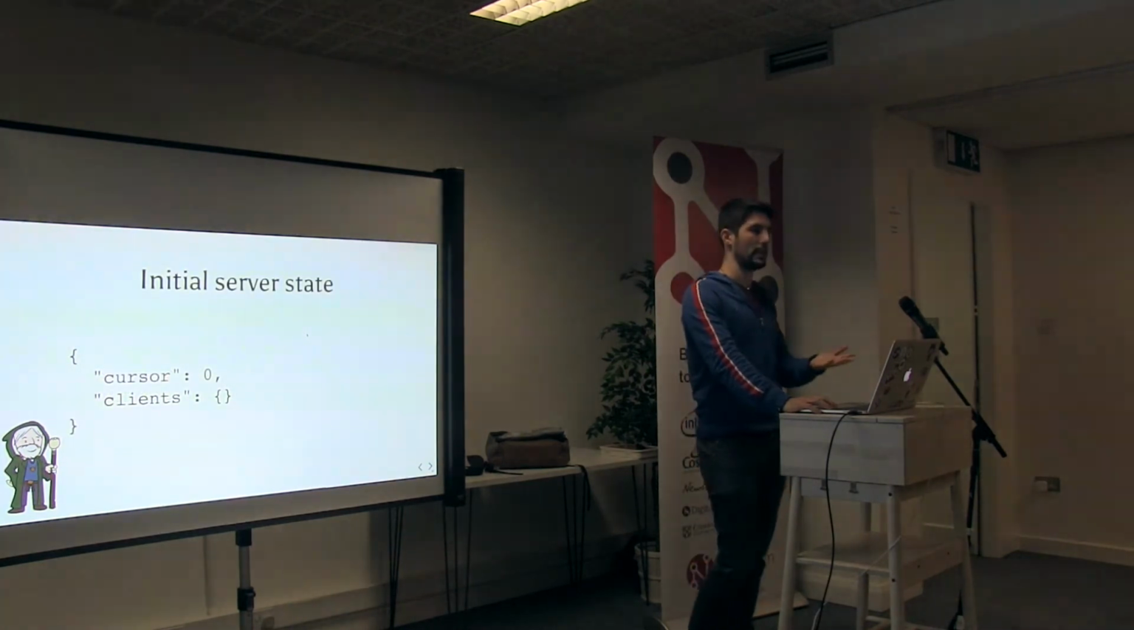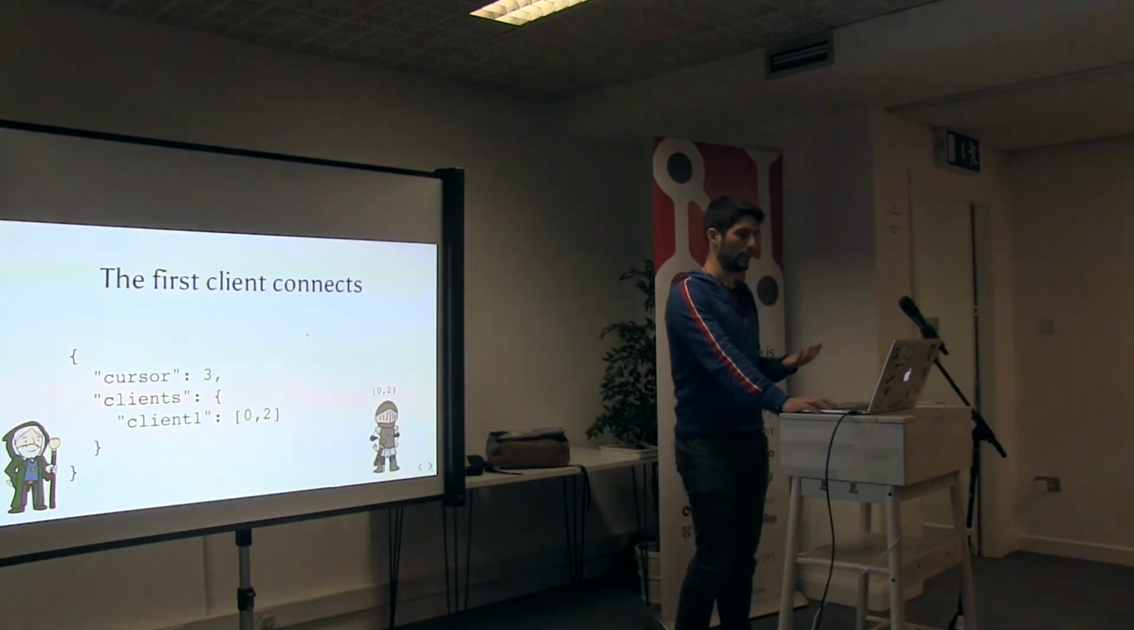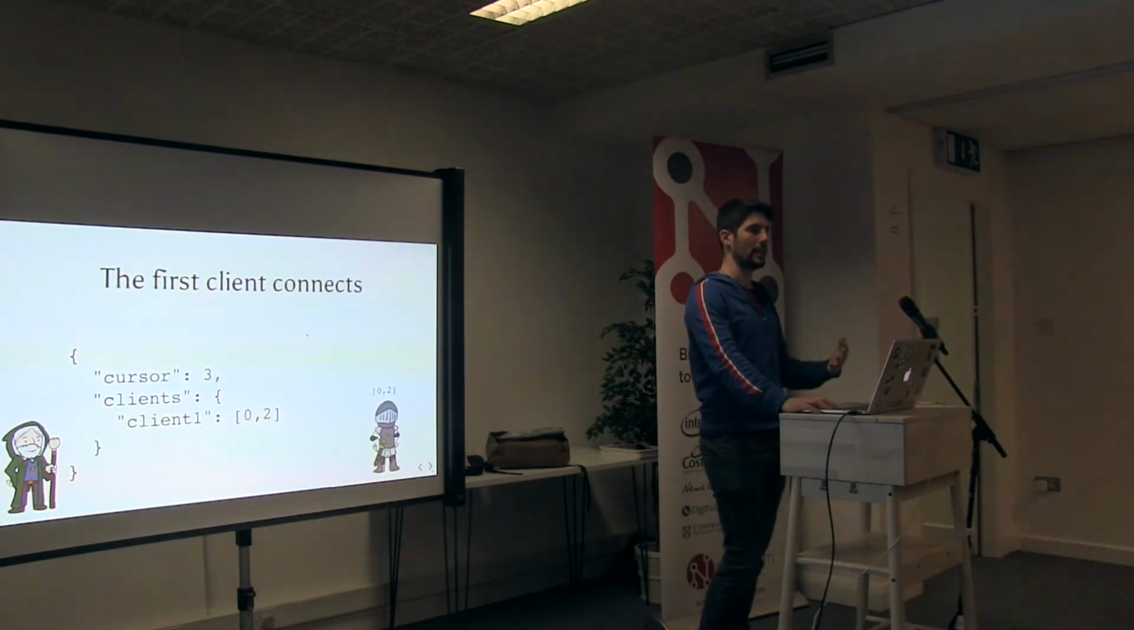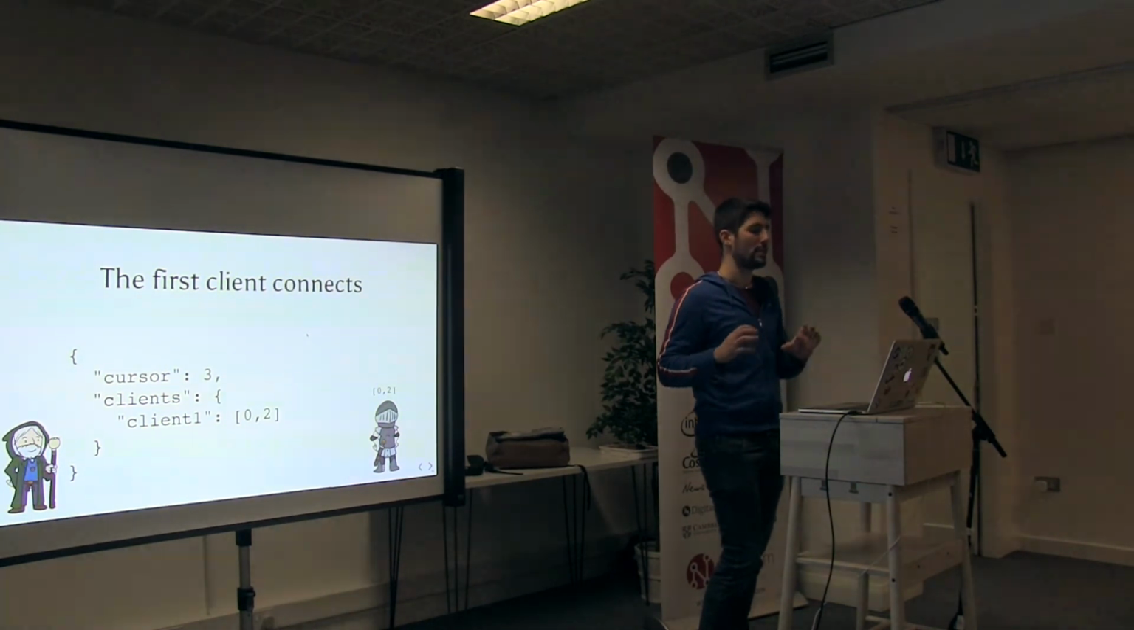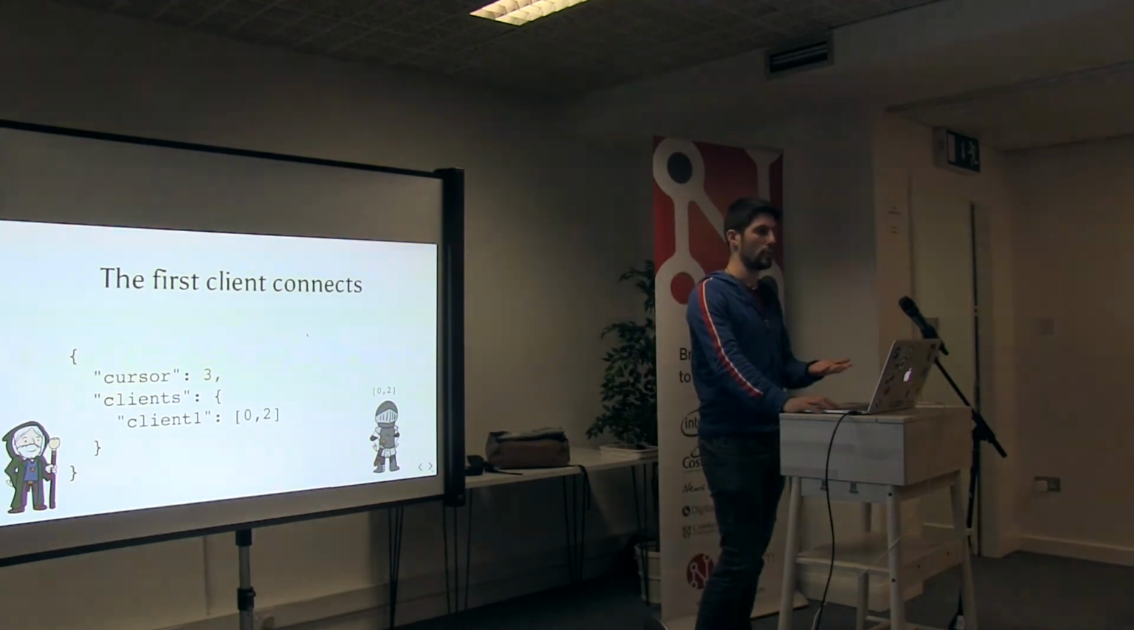This can be a representation of the initial state of the server. You have a cursor that is starting from 0 and an array of connected clients. At some point, a client will connect, so you can start to delegate some tasks. And the task is going to be, okay, I'm going to give you the space that goes from the number 0 to the number 2 over a specific alphabet. And here we are, of course, assuming that the chunk's dimension is 3.